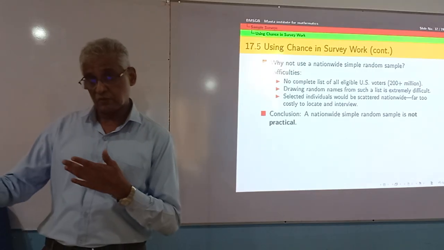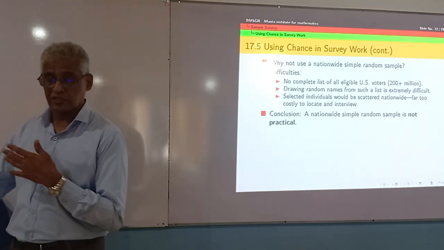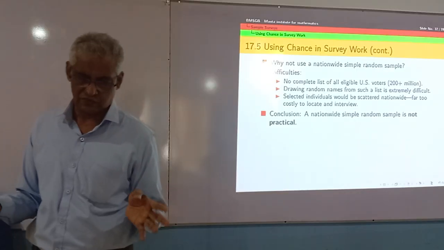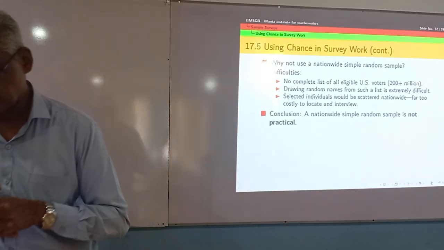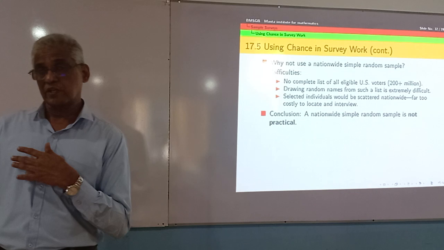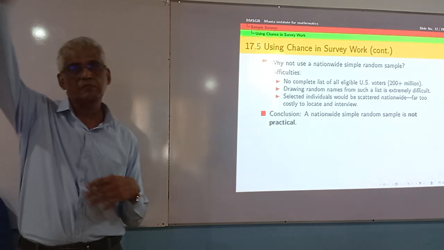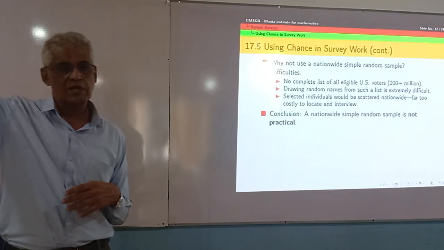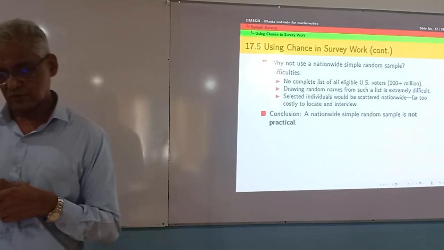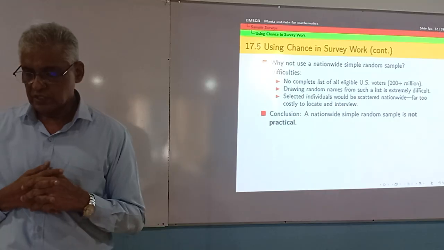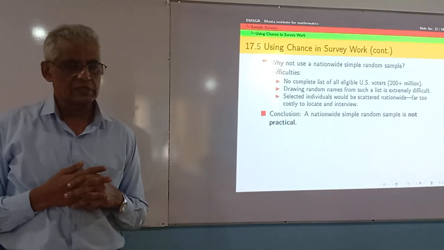The other thing is, it may be very costly, right? One main problem is sometimes we don't have lists, so in that case we cannot do a random sampling method. It can be very costly, right? If you select, say, 1,000 people from the whole America, these may be from all the corners, then we'll have to go to them and then collect the data, so it's going to be very costly, right? So that's why a nationwide simple random sampling method is not suitable.